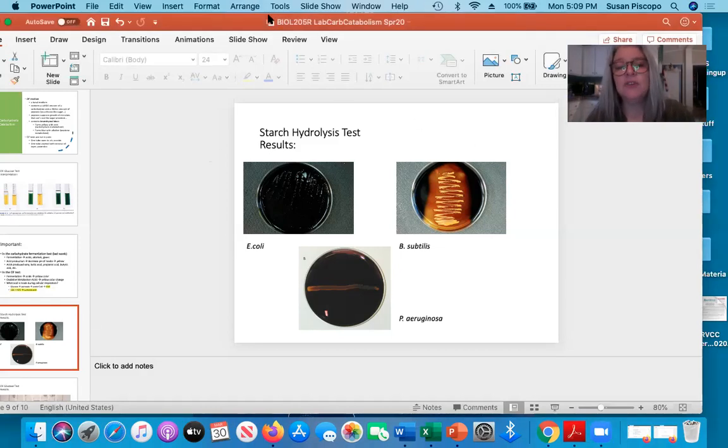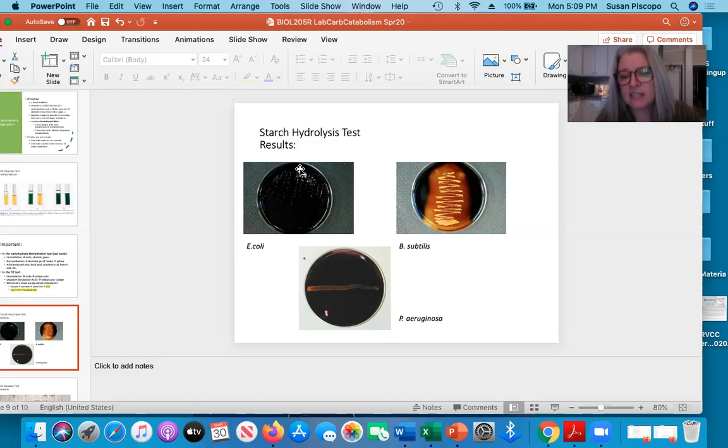On the slide that you can see right now, you can see 3 plates. You can see the E. coli plate, you can see the Bacillus subtilis plate, and the Pseudomonas plate. Remember, when the plates come out of the incubator, they don't look like this. When the plates come out of the incubator, we have to put the iodine onto the plate, and then we'll get that dark blue, black color in the medium. It will turn that dark blue color wherever starch is present.